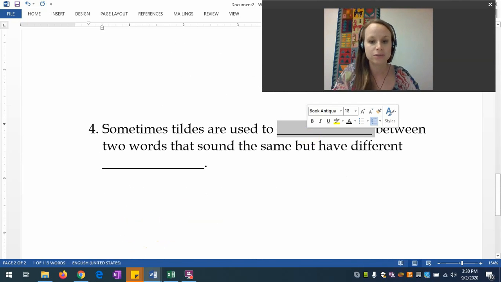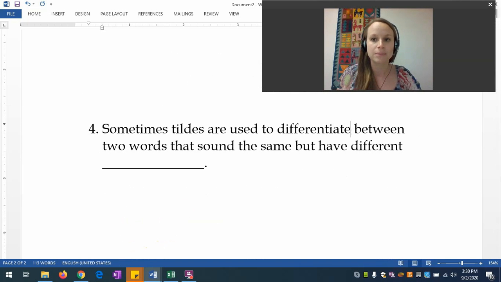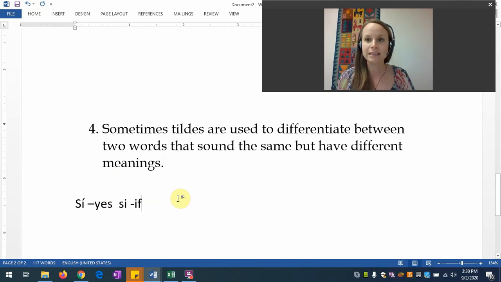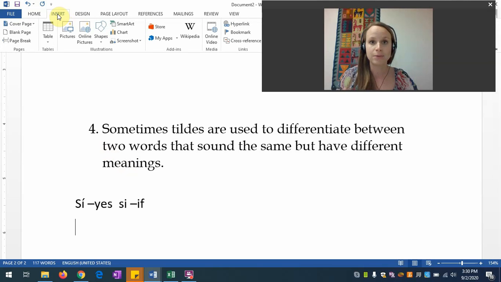Sometimes tildes are used to differentiate between two words that sound the same but have different meanings. So these words come in pairs, and sí with a tilde on it means yes. Si without a tilde on it means if. So these can actually just distinguish one word from another and show which one's which. Another thing that falls under Rule 4 is the use of tildes on all of the question words in Spanish. Each word in Spanish that's a question word does carry an accent mark on top of it.